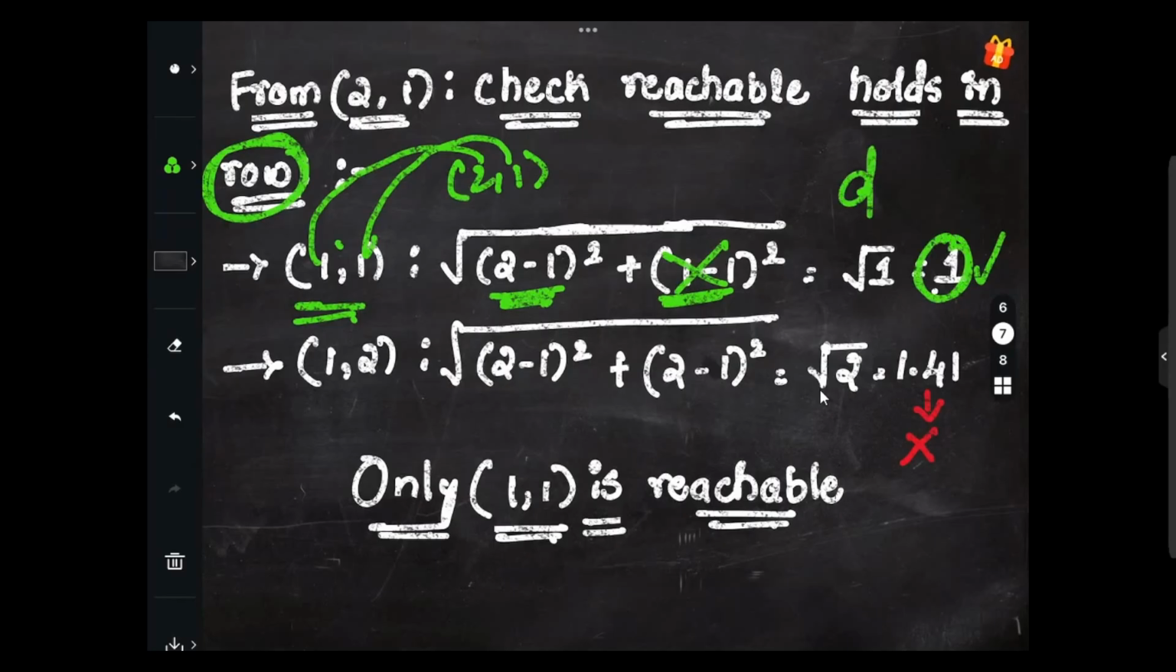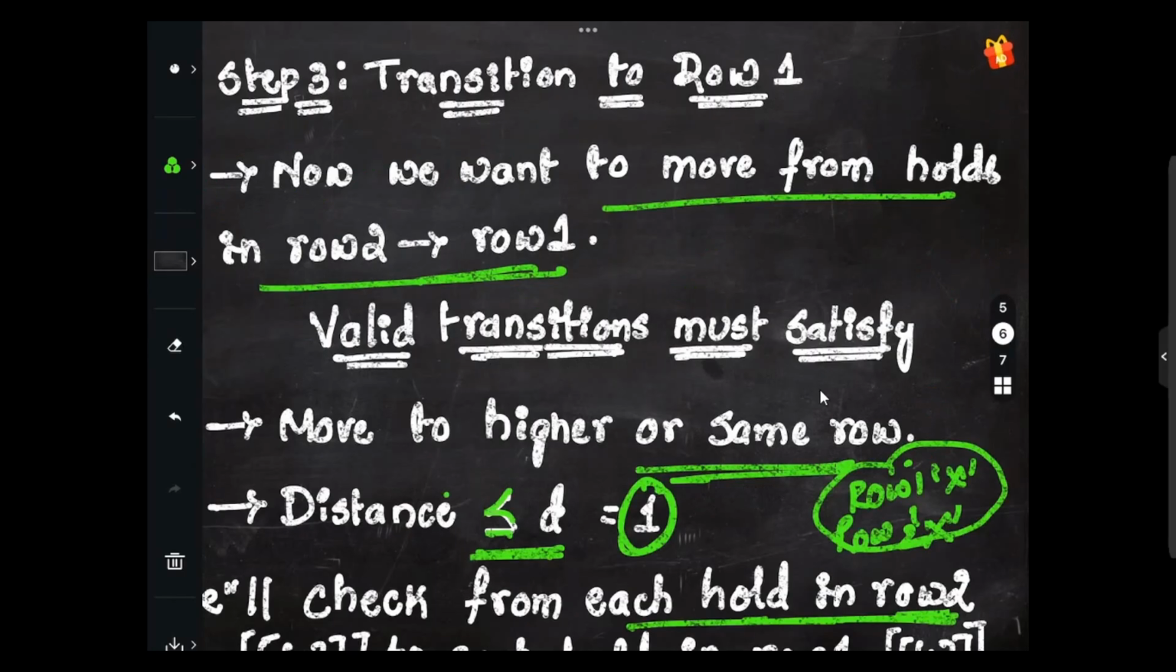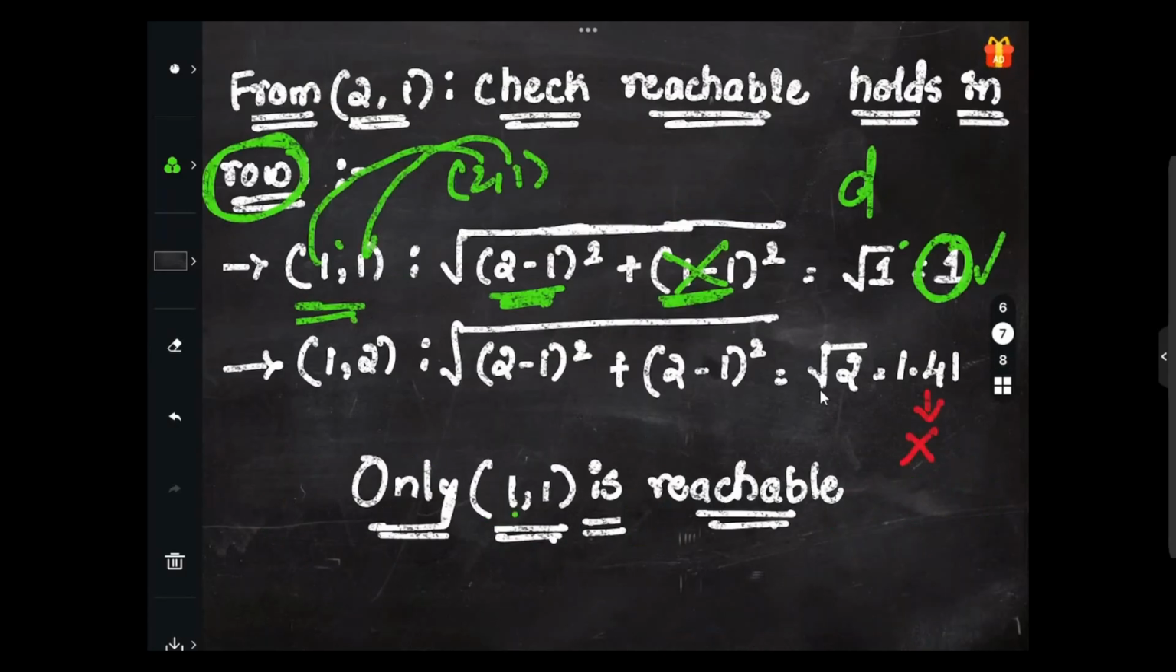The distance we got here is 1, and it should be less than or equal to d, the Euclidean distance. Here we got 1, which is equal to d. So this one we can consider. So it is possible to reach from 2 comma 1 to 1 comma 1.